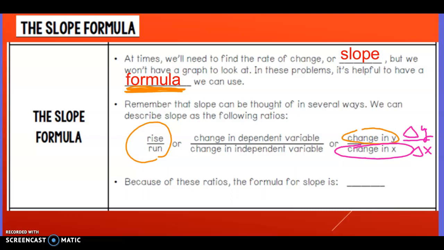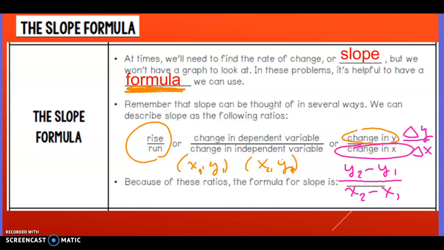So because of these different ratios, the formula for slope is going to be something like this. We're going to take the second y value in our ordered pair and subtract the first y value, and we're going to put that over the second x value minus the first x value. So let me review how this is going to be given to you. You're going to be given an x and a y and an x and a y, 2 different points. We'll call our first point the first x, first y, and we'll call our second point the second x, second y. Sorry, it's hard to write with this.